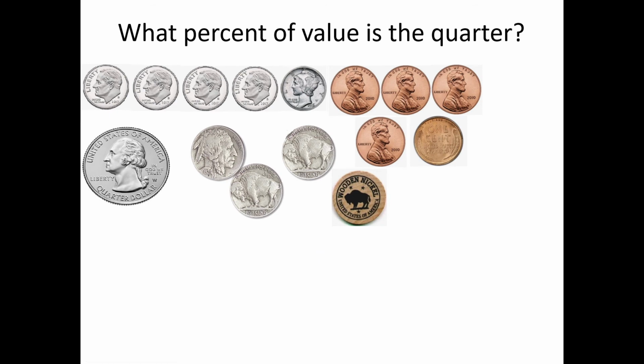What percent of value is the quarter? Here we have a dollar's worth of currency in value. The quarter is 0.25, is 25 cents. So really, we probably can tell easily that it's 25% of the value. 25 cents divided by 100 cents will give you 25%. Okay, moving on.